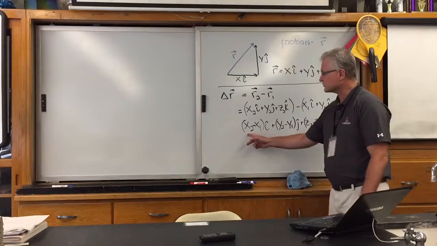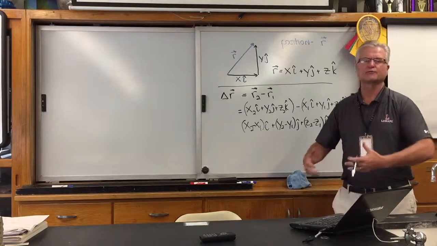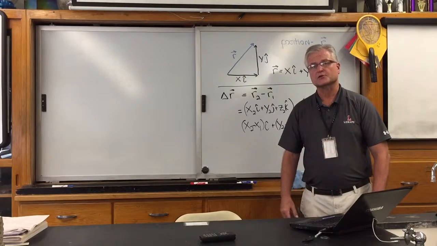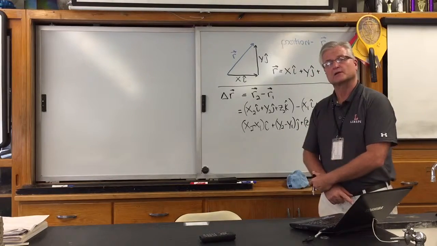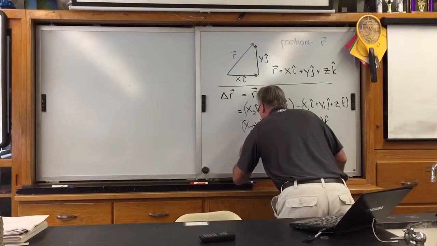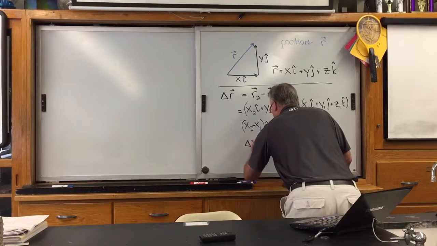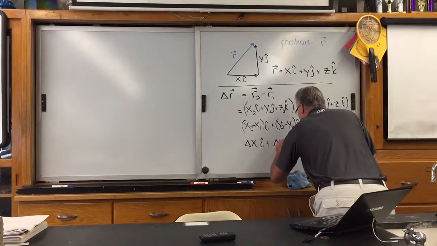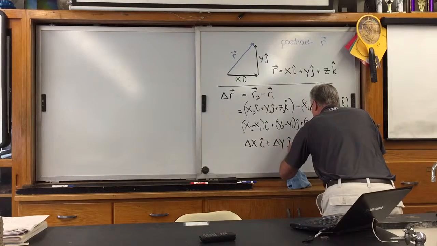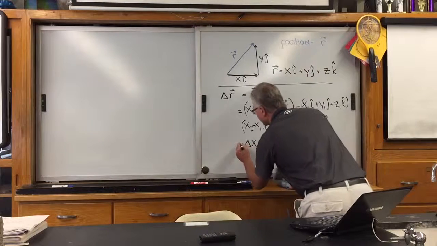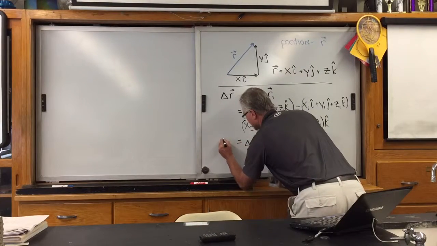Well, we know that X2 and X1, aren't those our old friends, the old positions that we used to use last year? We used to call that the change in X. So instead of writing X2 minus X1, let me write that. So I've got the change in X in the I, plus the change in Y in the J, plus the change in Z in the K. What does this all equal? This tells us the change in our position vector.